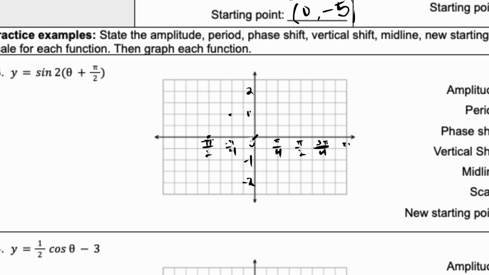Then we plug in 0. 0 plus pi over 2 is pi over 2. Pi over 2 times 2 is pi. Sine of pi is 0. And pi over 4 plus pi over 2, if we have common denominators, that's going to come out to 3 pi over 4. Now we do 3 pi over 4 times 2, that comes out to be 3 pi over 2. Sine of 3 pi over 2 is just going to give us negative 1. And we can keep on repeating this.